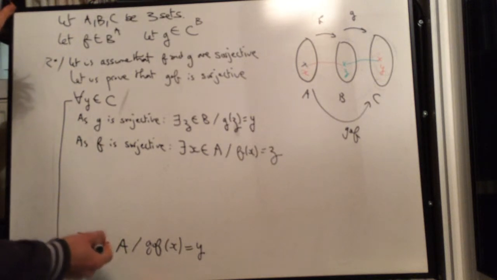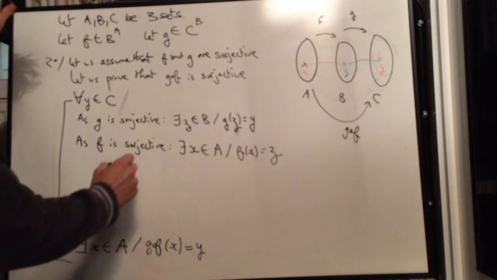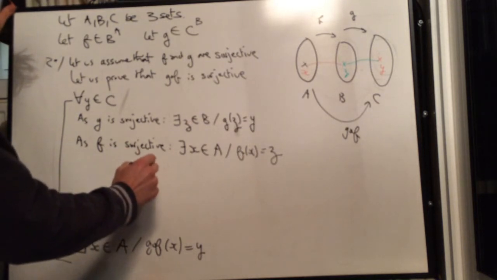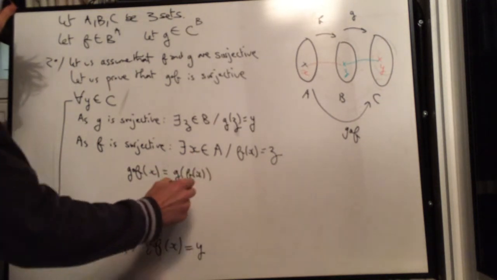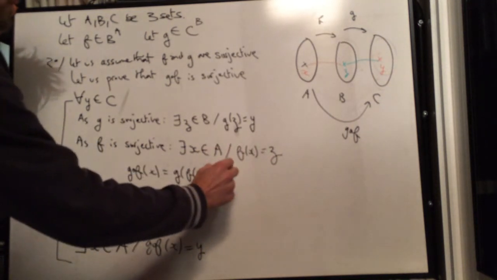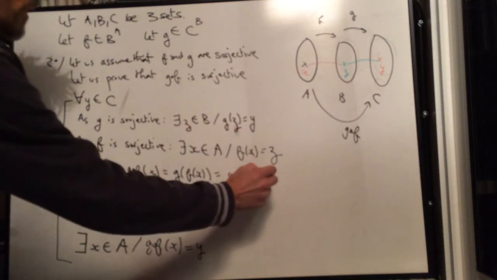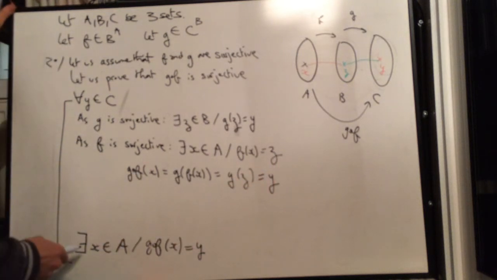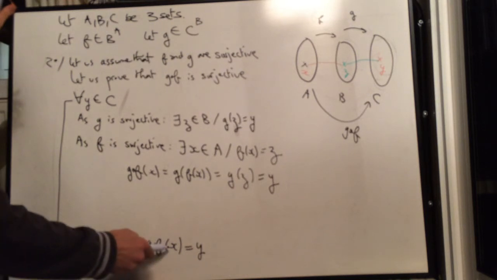And now I can verify that g of f of x is equal to y, because g of f of x is equal to g of f of x, f of x is equal to z, and g of z is equal to y. So I found one element in A, called x, that has the property g of f of x is equal to y.